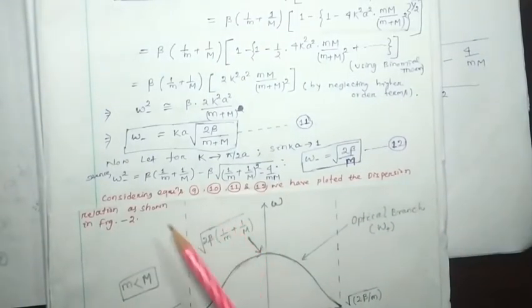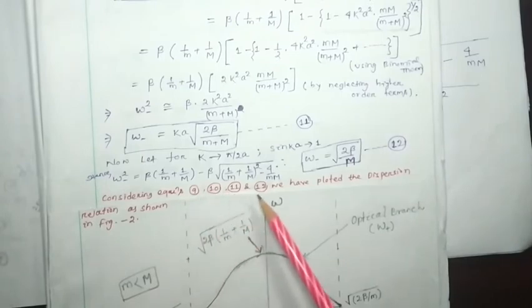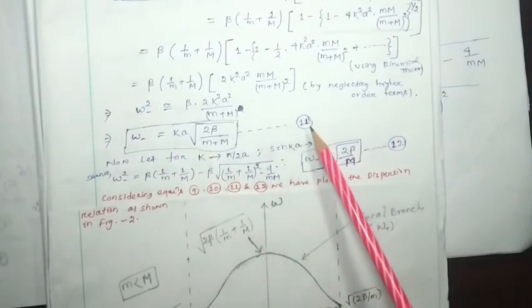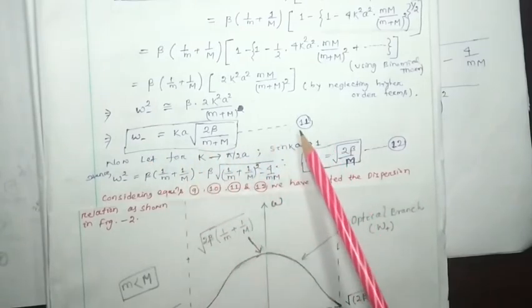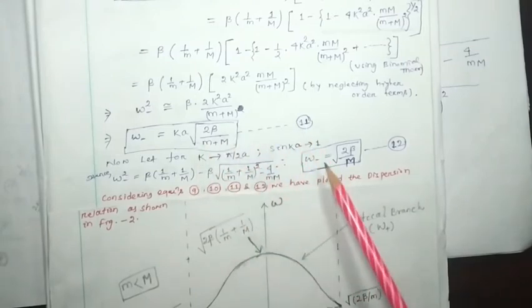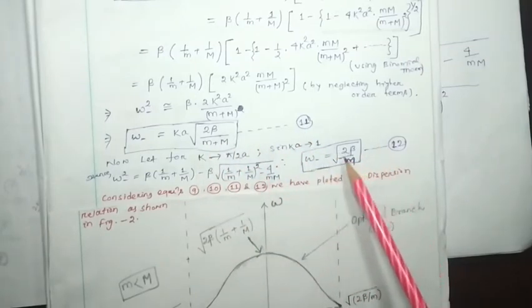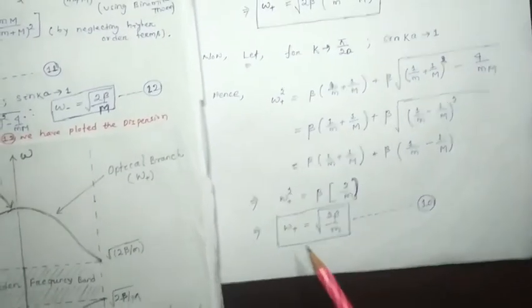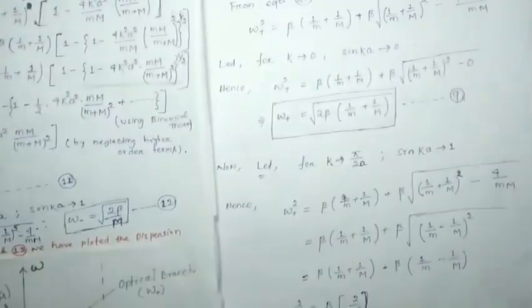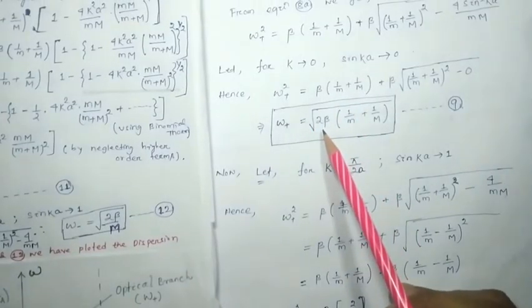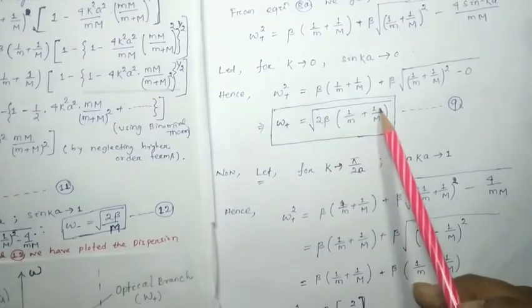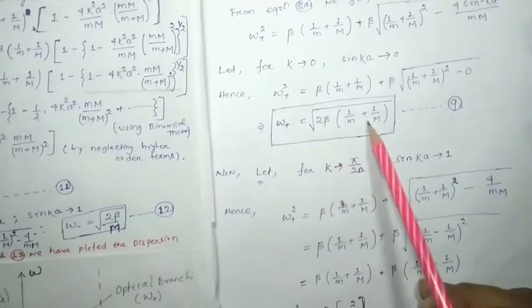Now considering equation number 9, 10, 11, 12. Here we got the two equations, that is omega minus is 11, that is the minimum value of omega minus, and this is the maximum value of omega minus, that is 2 beta by capital M, equation number 12. And previously we found that equation 9, 10, this is the 10, that is the maximum value of omega plus, and another minimum value of omega plus is this one, 2 beta root over of 1 by m plus 1 by capital M.